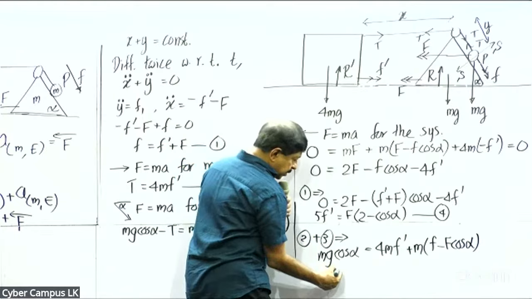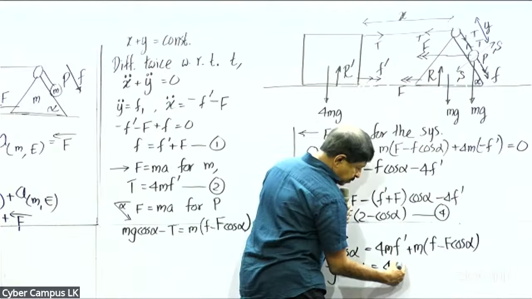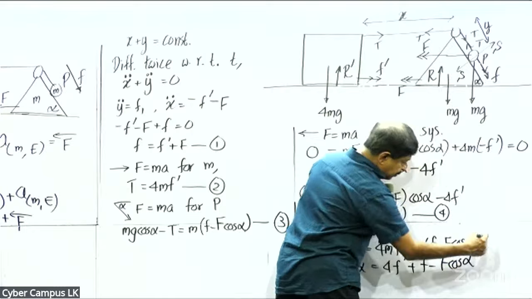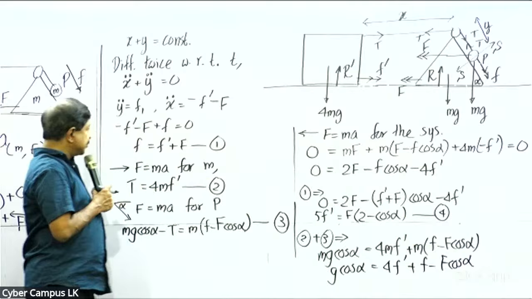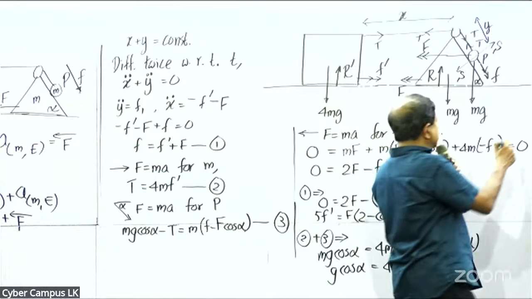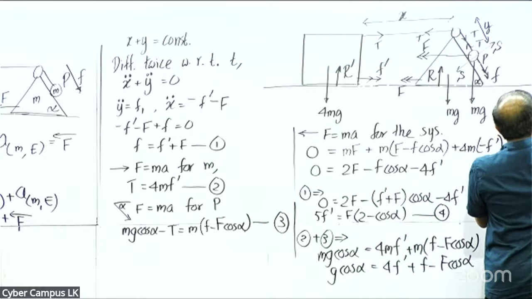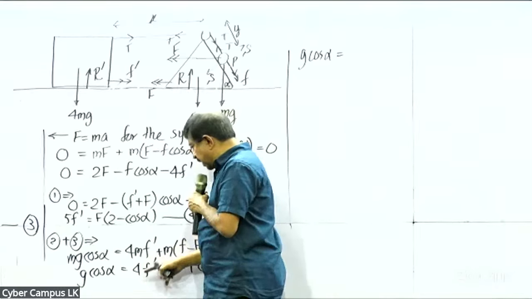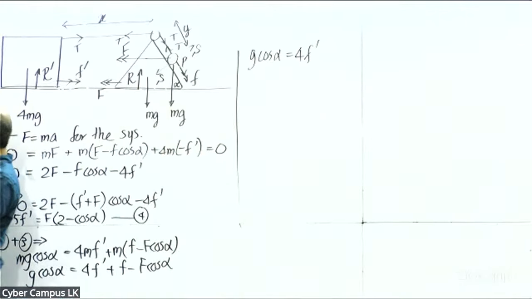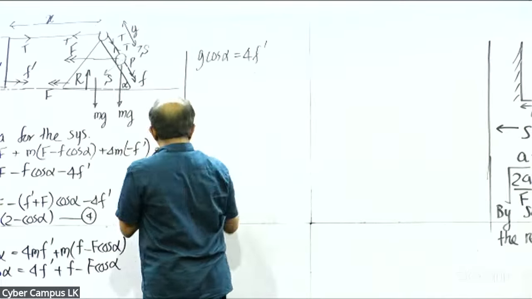You can divide it by simple m. Now we have a certain agreement. What is that? Whenever you see simple F, you replace it by this, just to reduce the number of variables involved in the problem. So g cos alpha is equal to 4f dash. Now, whenever you see simple F, you replace it by F dash plus F. So this should be replaced by F dash plus F.